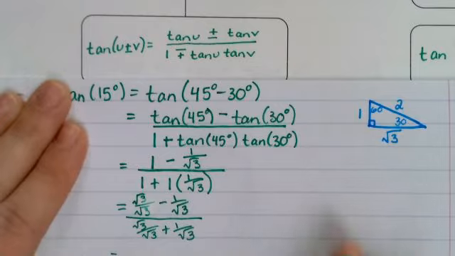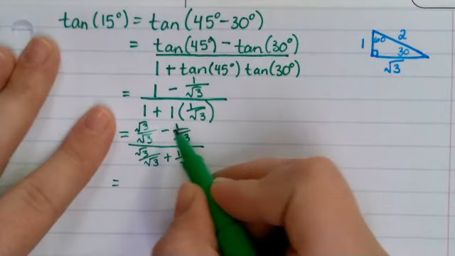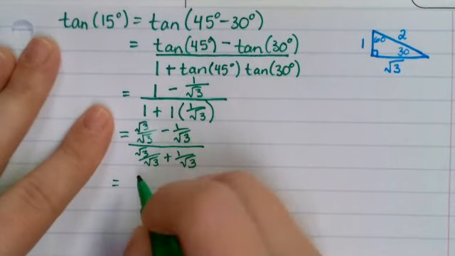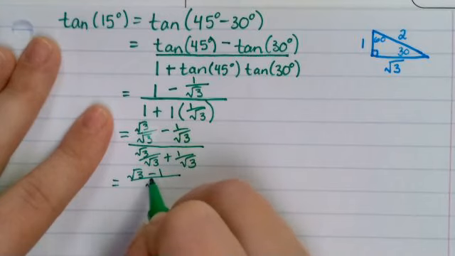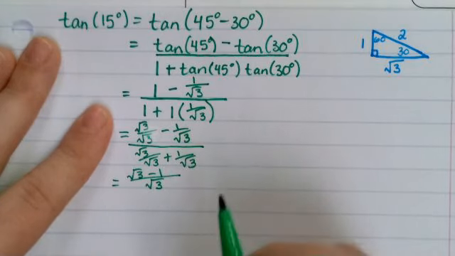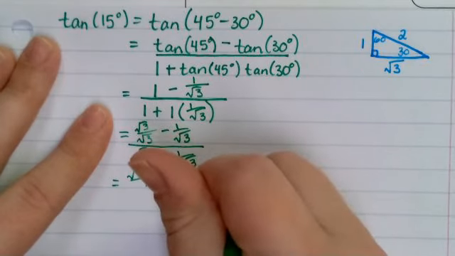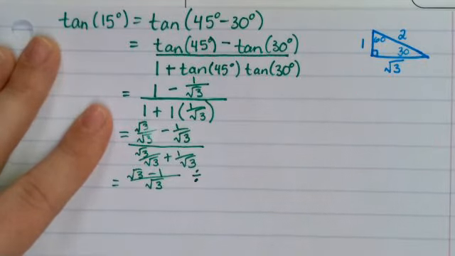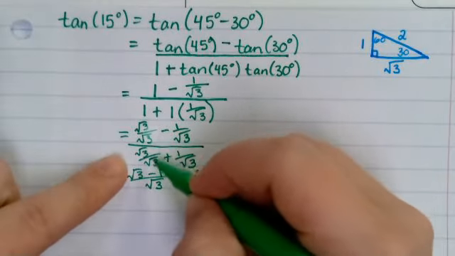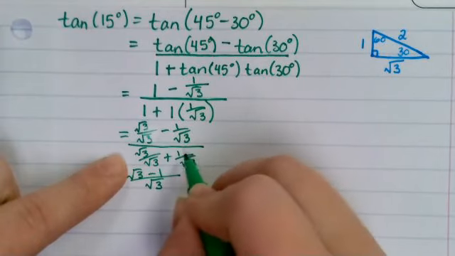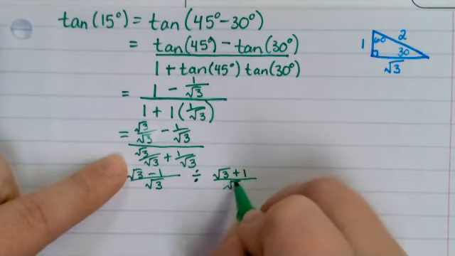Okay, next line. This is going to give you square root 3 minus 1 all over the square root of 3. That is being divided, right? I'm going to go ahead and write it this way just to save us a little paper and because we're going to do the keep change flip. This is being divided by this denominator, square root 3 plus 1 over square root of 3.